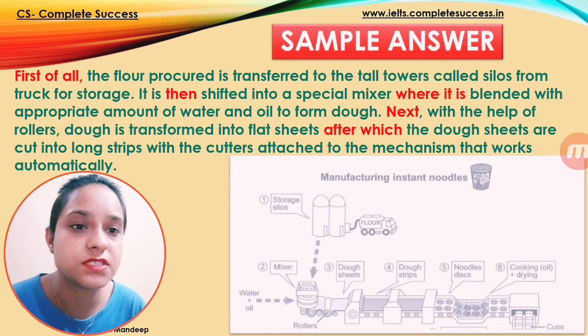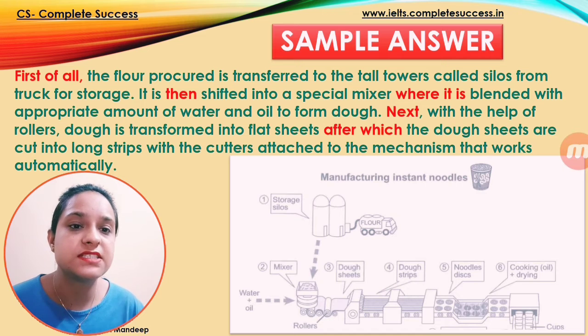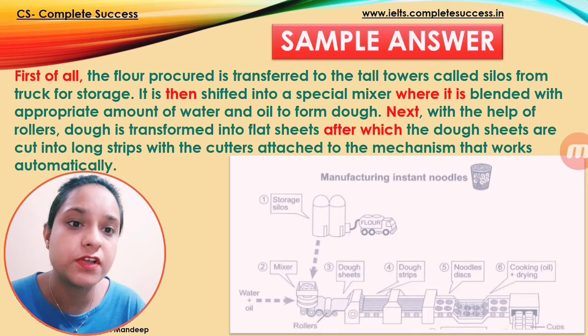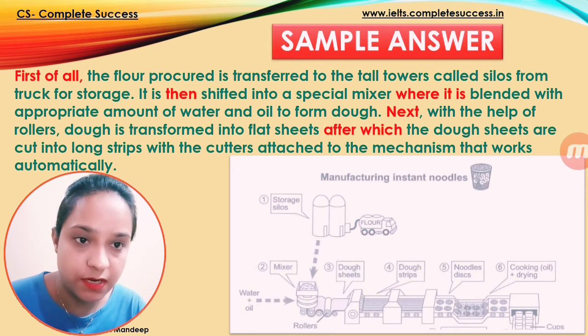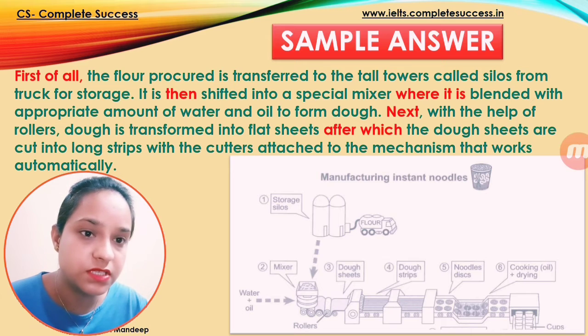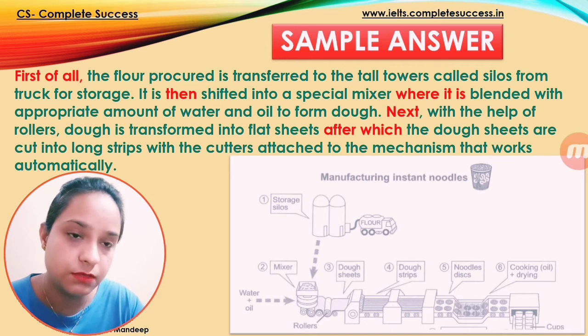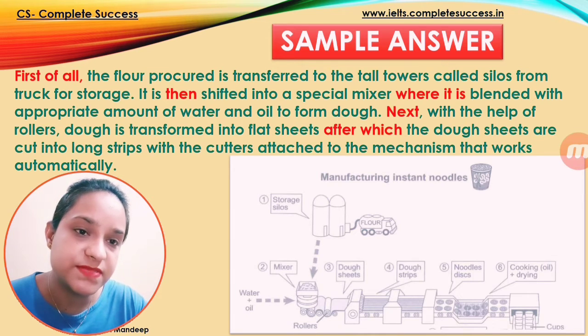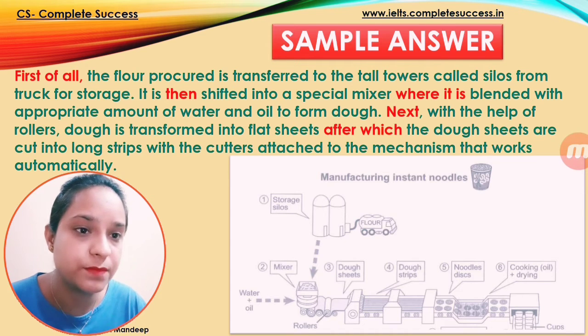It is the first process. Firstly, we will analyze the steps. Then there is a mixer where the flour is transferred and then water and oil is added. Then there are rollers. With the help of rollers it moves further and the dough sheets are made using the rollers. And after that, the dough sheets are split into strips. Okay, then these steps we will explain in that body paragraph.